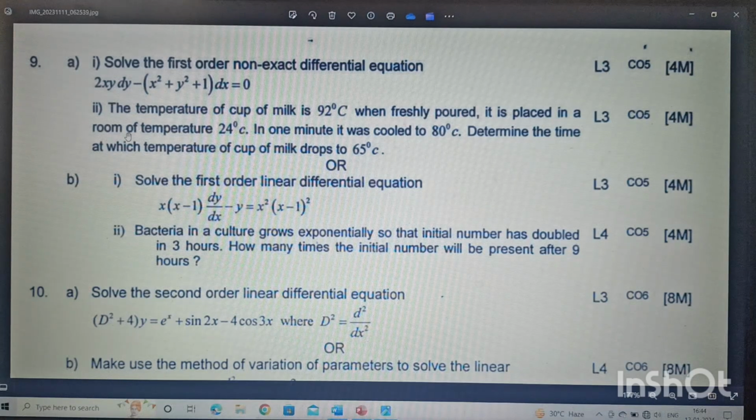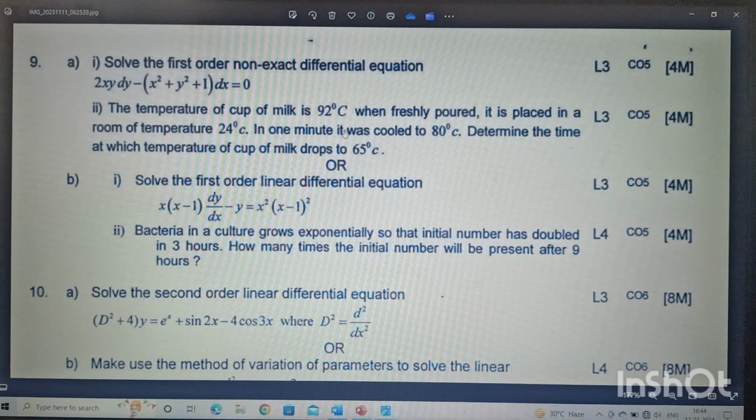Okay na? So next one, the temperature of a cup of milk is 92 degrees when freshly fed. It is placed in a room of temperature 24 degrees Celsius. In 1 minute, it was cooled to 80 degrees Celsius. Determine the time at which the temperature of the cup of milk drops to 65 degrees Celsius. And that is by using Newton's law of cooling, and you're finding the time. Okay, now this is also one of the important questions.